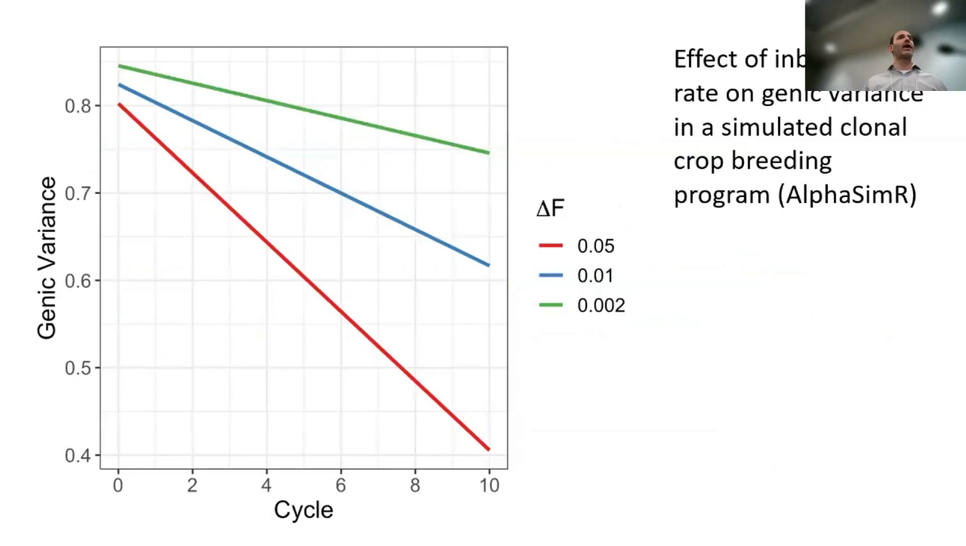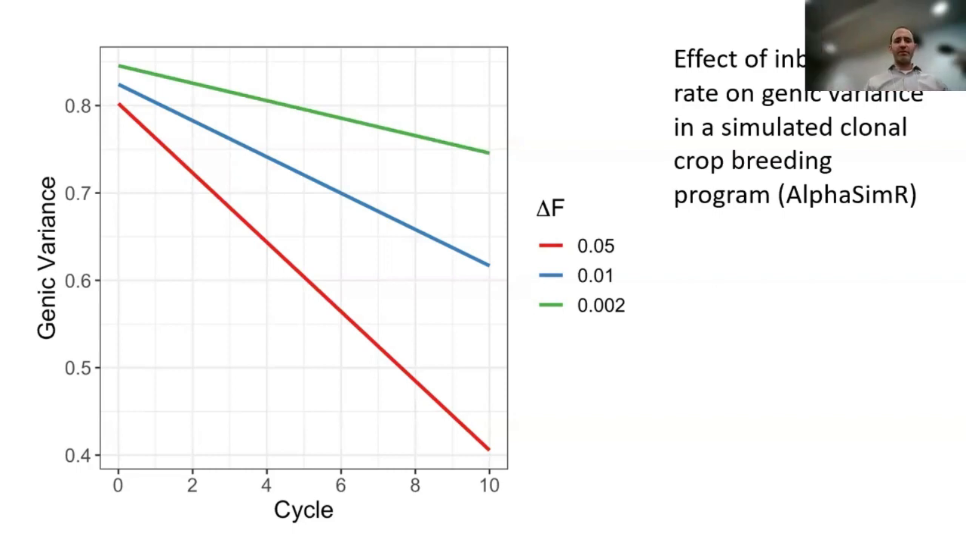Here's a picture just to show that in an actual simulation. Here's a plot on the y-axis of the genic variance, which is related to genetic variance, the proportion due to allele frequencies and not due to LD, for 3 different inbreeding rates. The red one is an inbreeding rate of 0.05 or 5%. The green one is 0.2%. And you can see by 10 cycles, you've lost, let's say, half of your genic variance with a 5% inbreeding rate. Of course, you get the most gain over those 10 cycles, but then what do you do the 10 cycles after that and the 10 cycles after that? So that's what we're talking about.